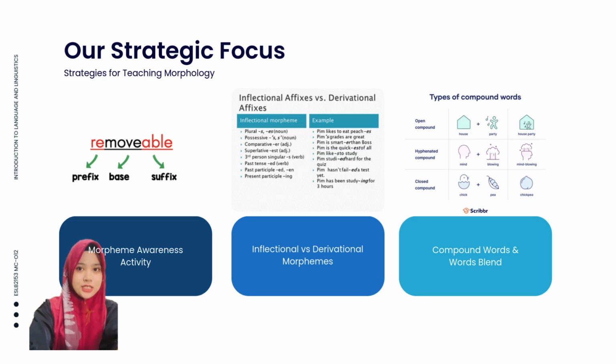And the last strategy is compound words and blends, like puzzle pieces. A teacher can give students word halves and let them form compound words like sun plus flower becomes sunflower. For word blends, they can discuss common blended words like brunch from breakfast plus lunch, smog from smoke plus fog, and let students create their own.